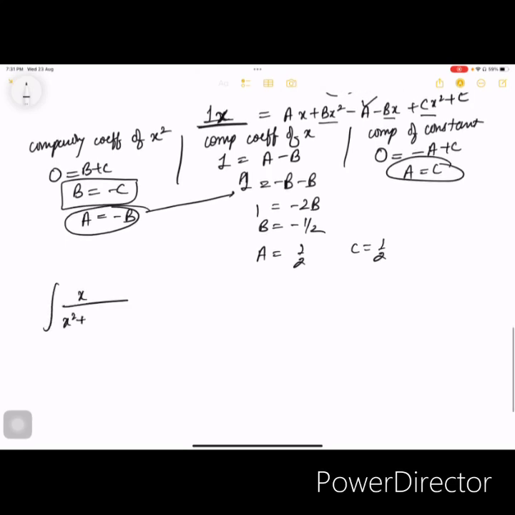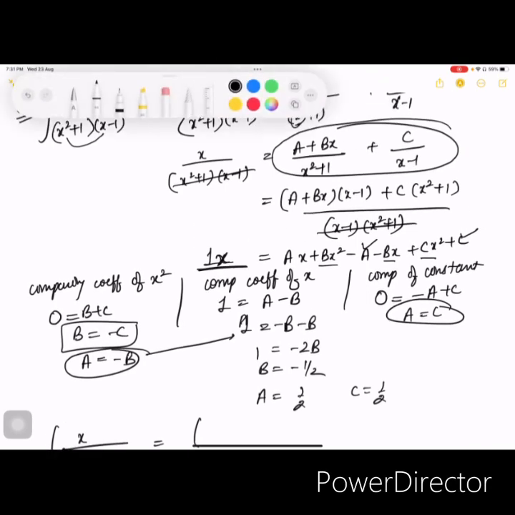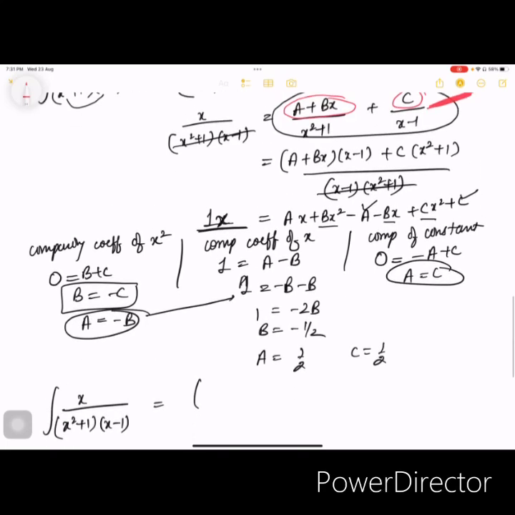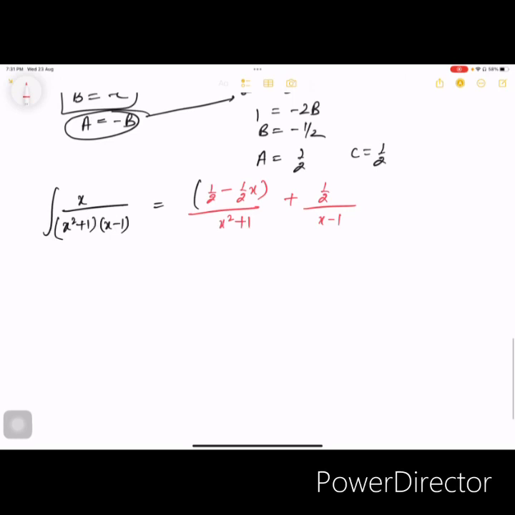The question was given x square plus 1, x minus 1. Now putting this value in this one. Let me just highlight it with a different color. Putting the values of A, B and C: A is half, B is negative half, x upon x square plus 1, C is half, x minus 1. So integration of this part with dx. This is only the value for this one. हमने इस क्वेश्चन को नए फॉर्मेट में चेंज किया so that हमें आंसर बता रहे.